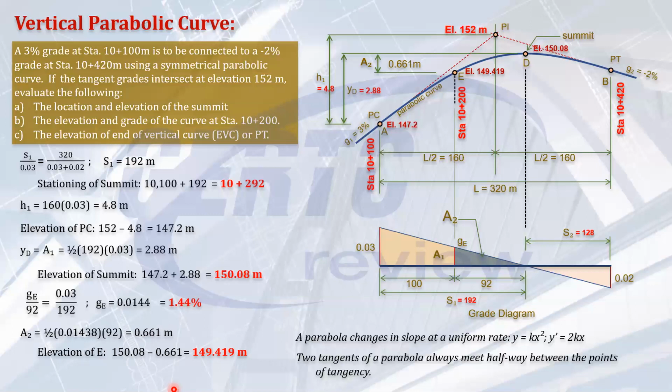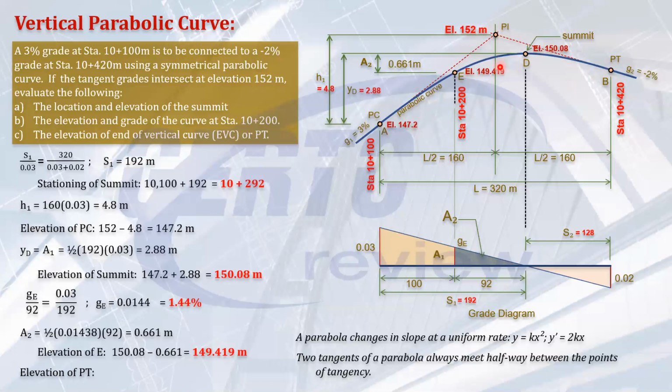Okay, so that's it. And the third question: the elevation of the end of vertical curve, PT or EVC. The elevation of the PT. Okay, this is easier. This is similar to how we got the PC. So all you have to do is get the vertical distance from the PI to PT. We know the slope of this grade, 2%, and the horizontal distance is known. Then we can solve the vertical distance.